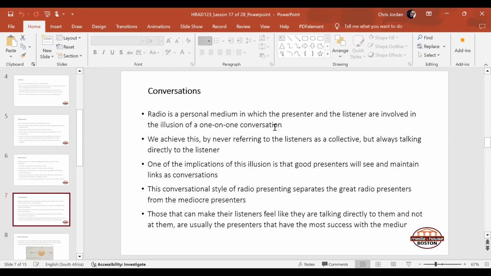So, conversations. Radio is a personal medium in which the presenter and the listener are involved in the illusion of a one on one conversation. When we say the illusion, it's because you can't see them. Do you understand? And also, all these different listeners, each in their own capacity, are connecting to you one on one, right?